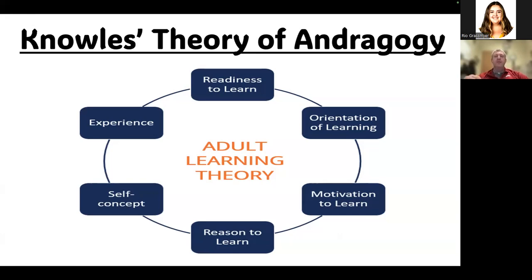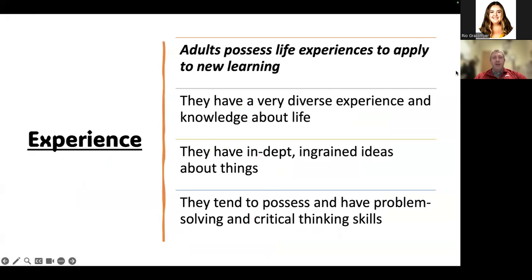We need to continue to encourage them to learn. Yes, this is all self-concept, but it's your responsibility as the educator. The experience here. As we see here with the experience, we have to make sure that we use their past experiences to our advantage. And we do this by a few different ways. We look at, first of all, they possess life experience to apply to new learning.